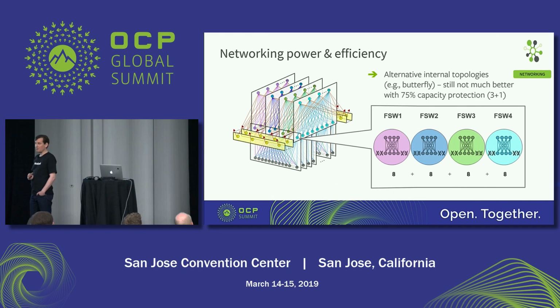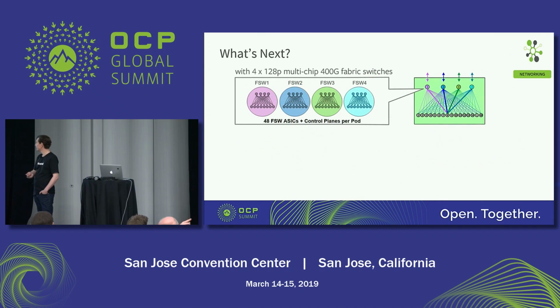We evaluated a number of alternative topologies inside the box suitable for our application to see if we can reduce the number of subswitches and reduce the power consumption. But we didn't find much improvement. We get some incremental improvements, but not as much as we needed. But our big question is, what's next?